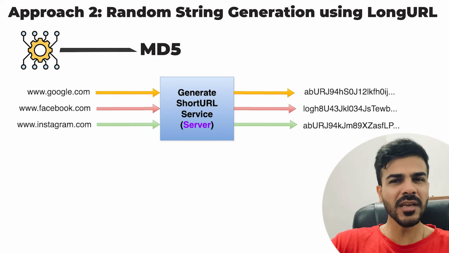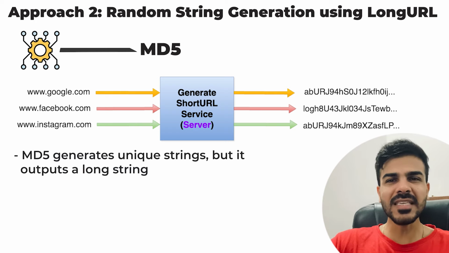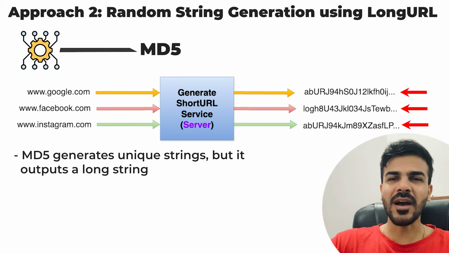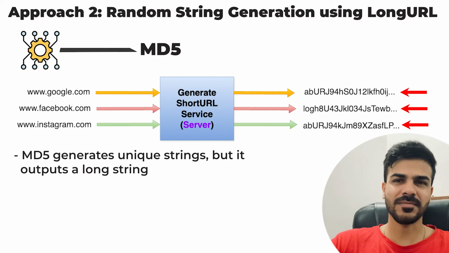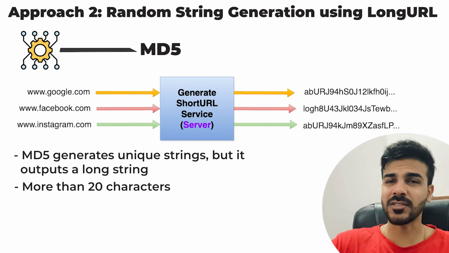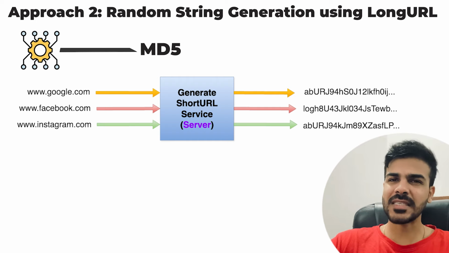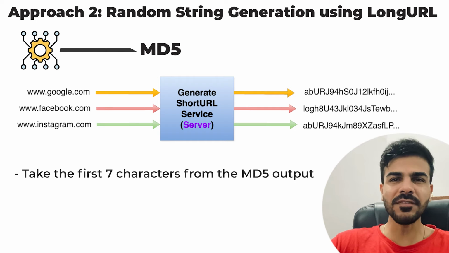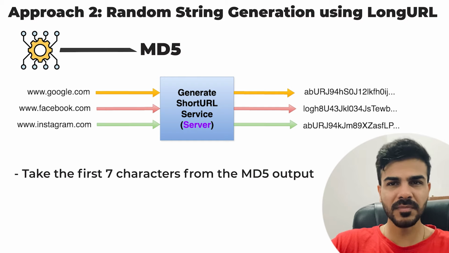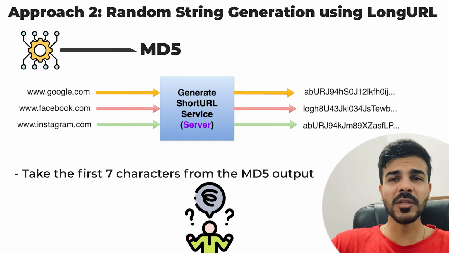Not yet, but here's the catch. While we can say that MD5 generates unique strings, it outputs a long string that is more than 20 characters. That's too long for the need of generating a short URL. So can we shorten the MD5 output? Yes, a quick idea would be to take the first 7 characters from the MD5 output and then use that. But here's where the problem creeps in.